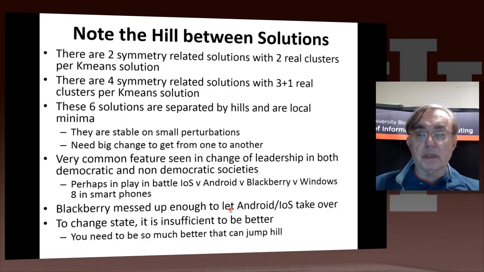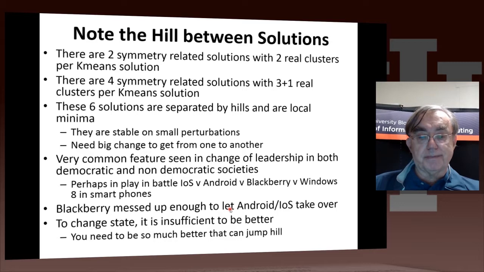And this is a very important point about all these functions. There's a hill between the solutions. There are actually multiple solutions. I pointed out there's symmetry-related solutions, and there are a total of 6 possible solutions here with almost the same goodness, and they're all stable on small perturbations and need big changes to get from one to another. And this fact that you have to do big changes to get out of a minima is a very important feature in the real world.